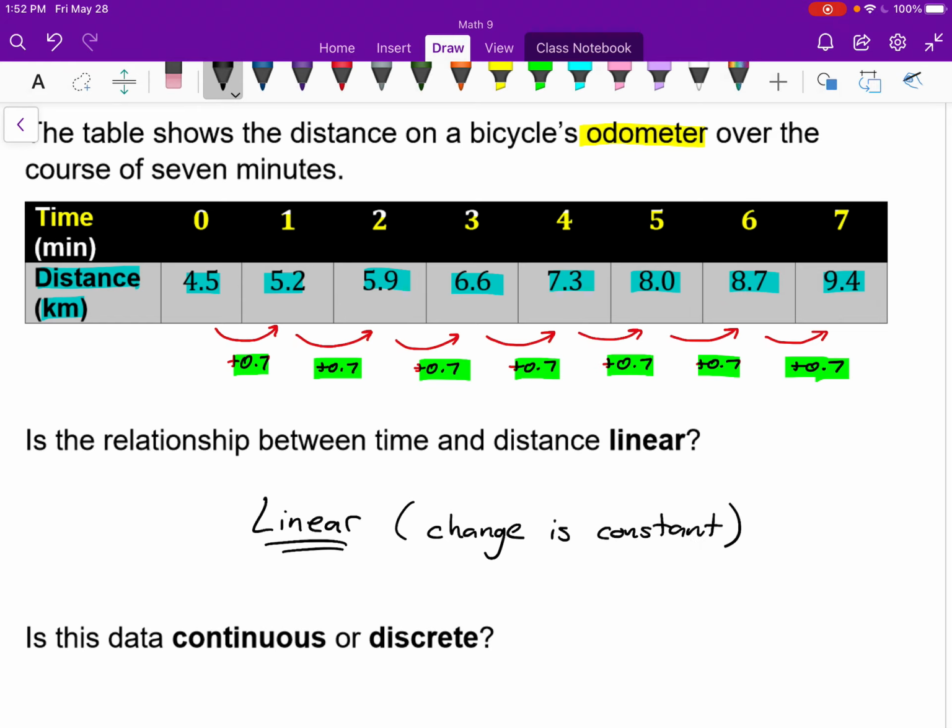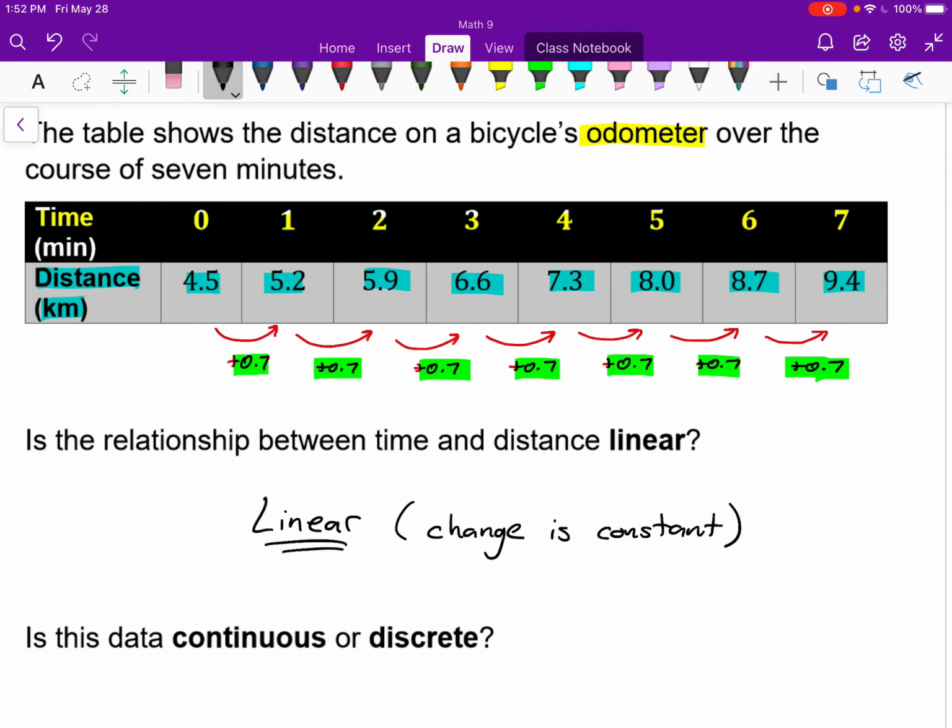Which means this person, over these 7 minutes, is cycling at a constant speed. If even one of those was not the same, if even one of those was 0.68, this would no longer be linear. It would be linear-ish, very close to being linear, but it would not be exactly linear. But how convenient, this is exactly linear.